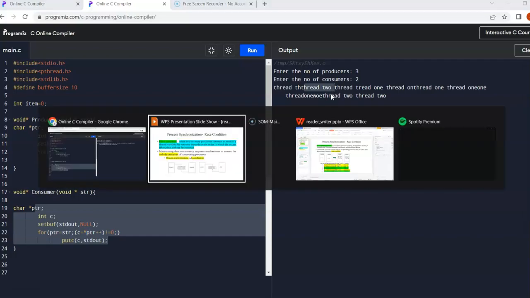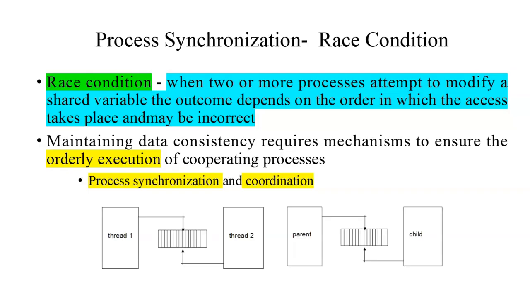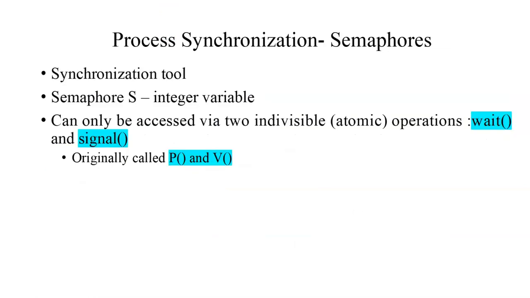Now how to avoid this? We have to ensure some orderly execution. For that we have a synchronization tool called semaphores. So what is a semaphore basically? A semaphore is an integer variable, and this integer variable can be accessed by only two functions, which are atomic operations. Atomic means it will execute completely or it will not execute. There will be no context switch when these functions are executed.